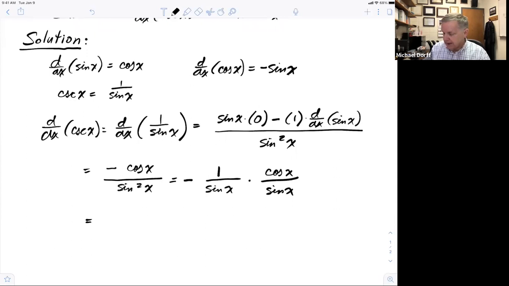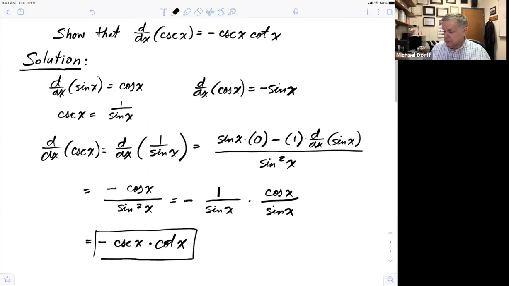And now I can use the fact that 1 over sine x is cosecant x. Let me rewrite that. That's cosecant x. And cosine over sine x is cotangent x. And that's what we're supposed to get. So we're done. Hope that helps.